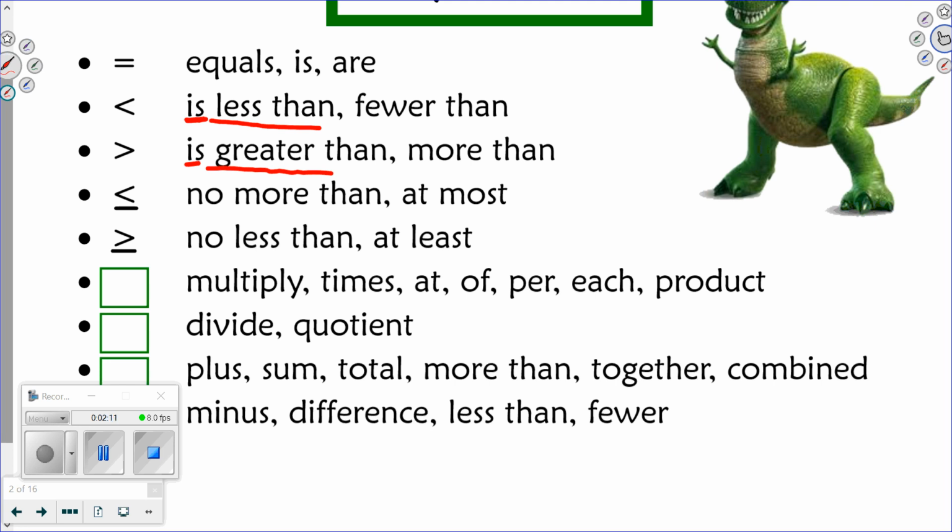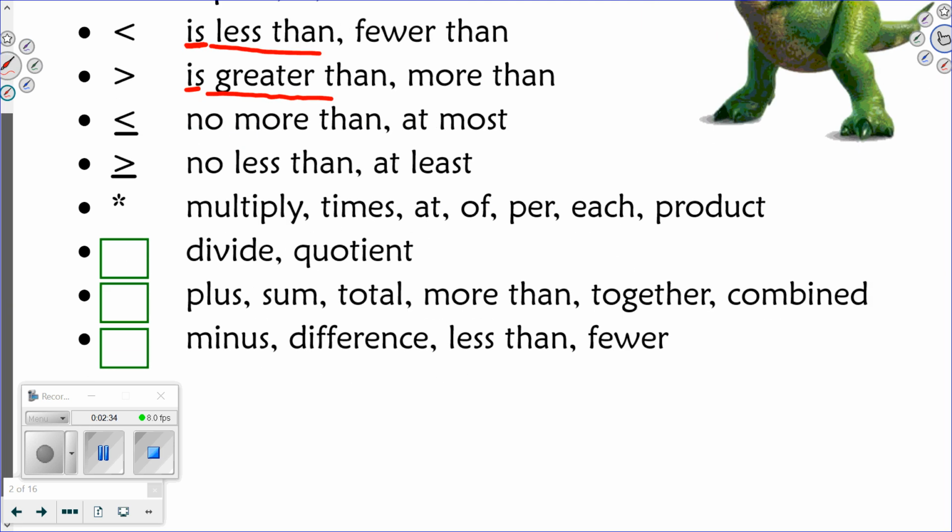Multiply, times, at, of, per, each, product. It's a dot, multiply, a little asterisk, depending on what symbol you want to use. That's multiply. But notice how many words can be used to symbolize multiply. There's a lot of different words. Divide or quotient. That should be an easy one. That's a division.